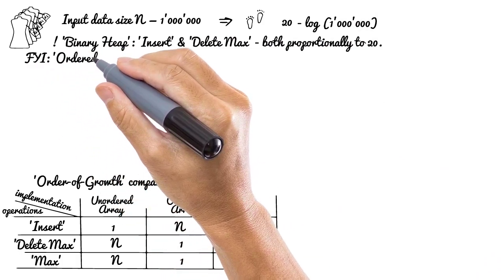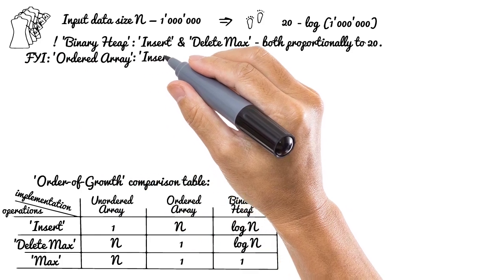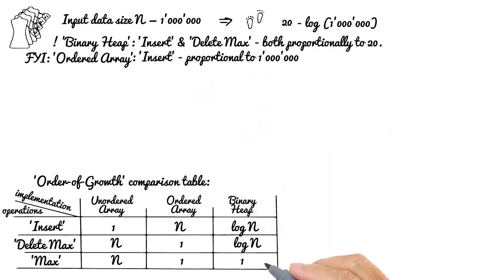For ordered array, even though delete max operation will take constant time proportional to 1 step, insert operation will be proportional to 1 million steps for the same input data size of a million items. In the worst case, you may need to insert an element at the beginning, if the new element is the smallest one, and then move each of the existing 1 million items one place to the right.